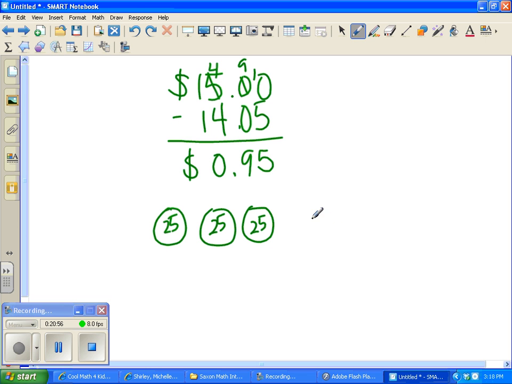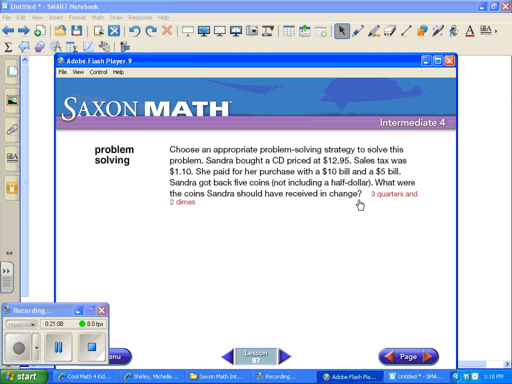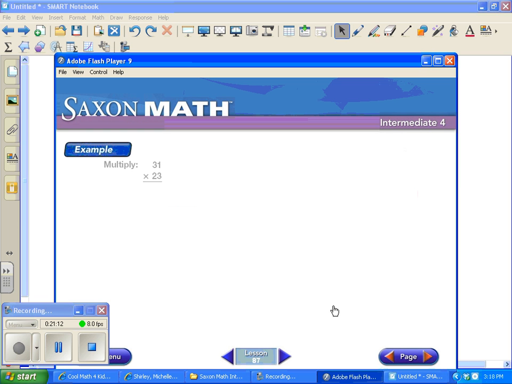Now the next biggest coin, we couldn't use another one. So the next biggest coin we can use is a dime. So 75 plus 10 is 85, plus 10 more is 95. Is this 5 coins? You betcha. She should have gotten back 3 quarters and 2 dimes. And that brings us to the end.